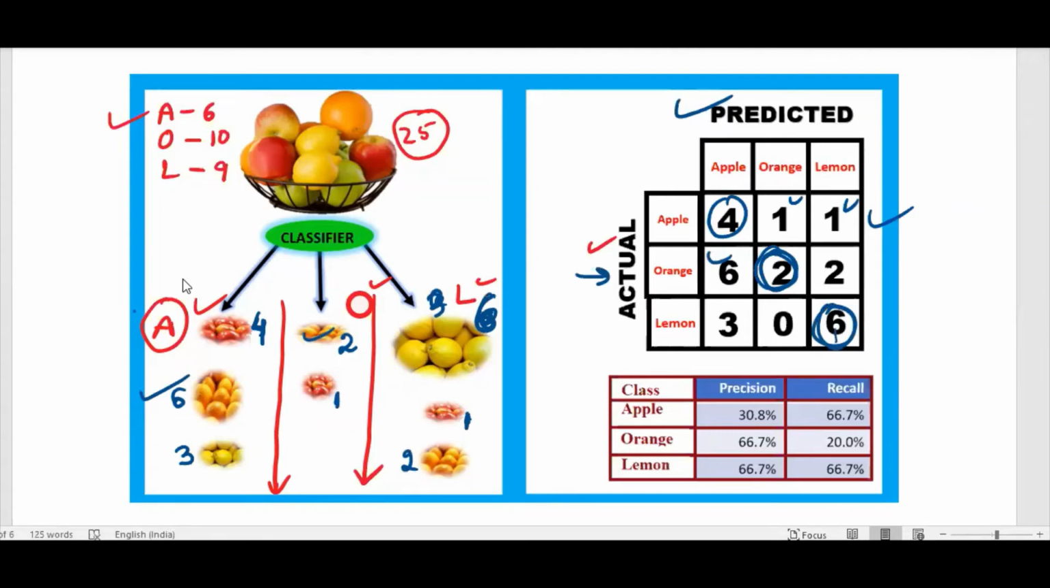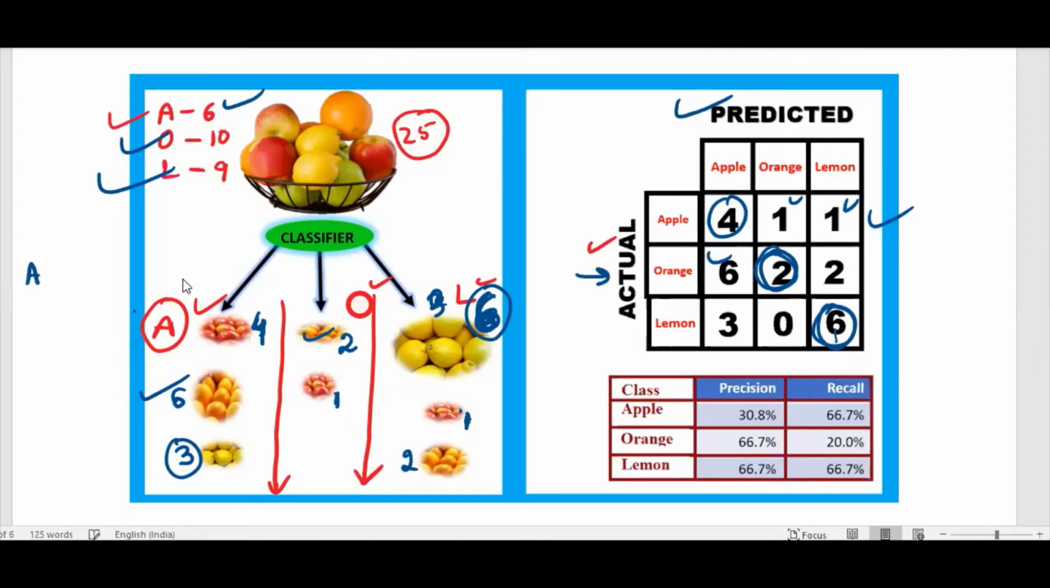Diagonal, the last diagonal. Then 3, 0 are the problem. 0 means nothing. 3 actual lemons went to apple side. Okay, so 3 went to apple side. So if you see lemon here, finally 6 here, nothing, 0 here, 3, 6 plus 3, 9, total 9 here. And apples you see 4, 1, 1, 6 over. Then oranges correctly classified only 2. Then orange here 6, 6 to 8, 8 here to 10. Okay, 10 oranges.